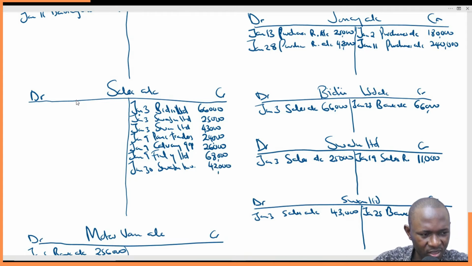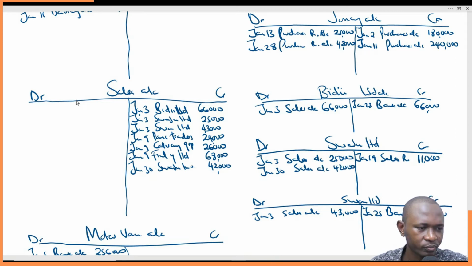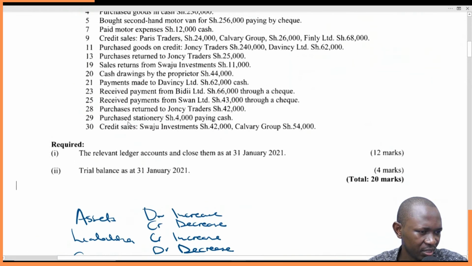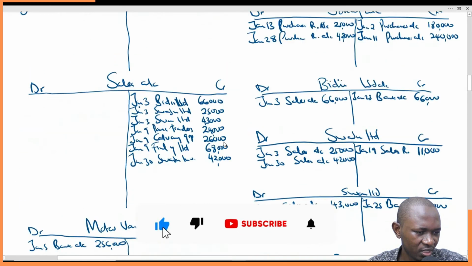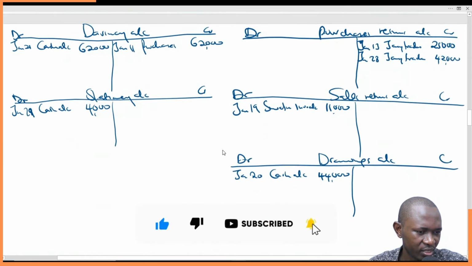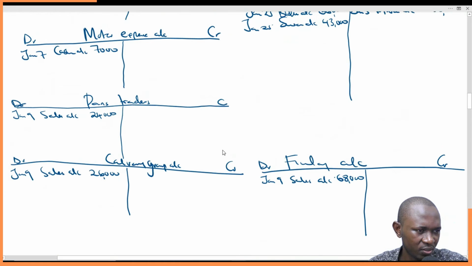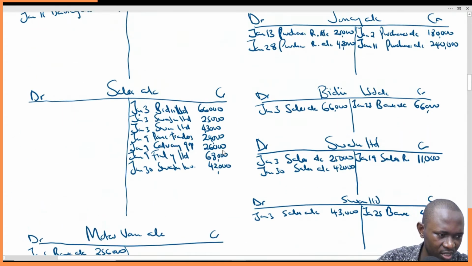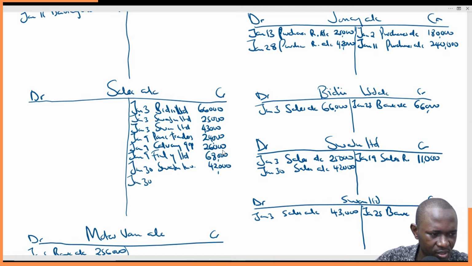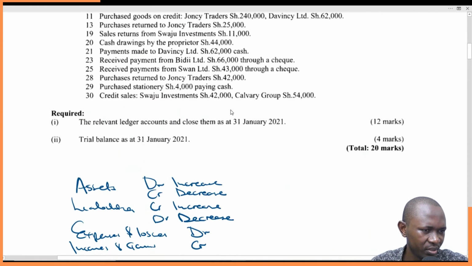Then we go to Swaju Investments. This is January 30th. These are sales. So Swaju is a debtor, sorry. So January 30th, sales account. How much? 42,000. Then we go to the next party. Calvary Group 54,000. I'm looking for the sales account here. January 30th, Calvary Group 54,000. Like that. Let me just confirm the figure, 54,000.